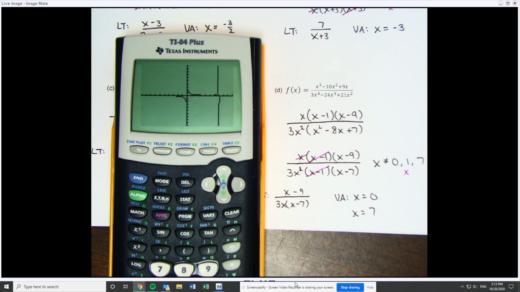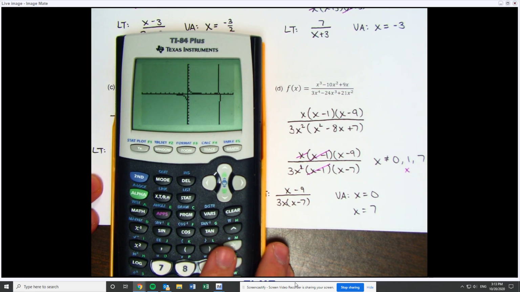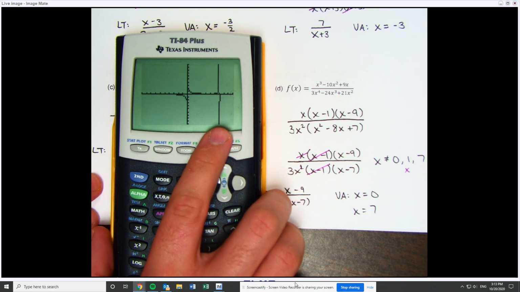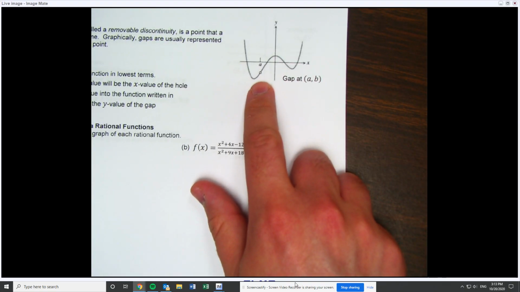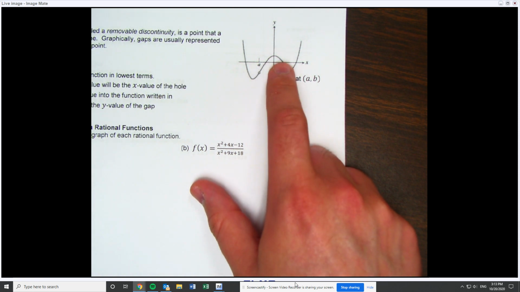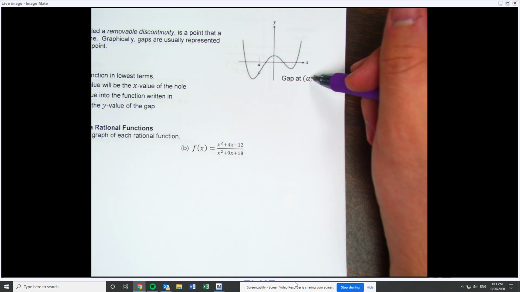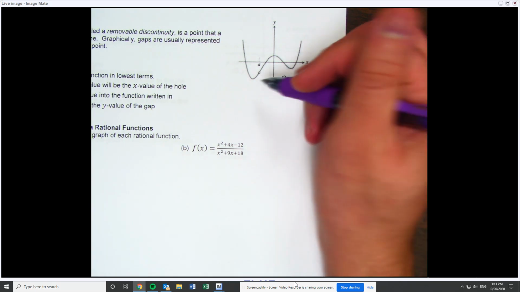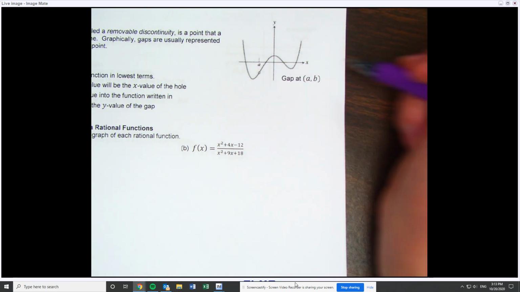Well, what we have right now is what are referred to as removable discontinuities. It's still an issue, but it doesn't cause that big of an issue. What they look like are little holes or gaps, just like this. You would have your graph as normal, but at that particular point with the x value that matches whatever value was removed, you're going to have a little open circle. Your graph will continue on either side.